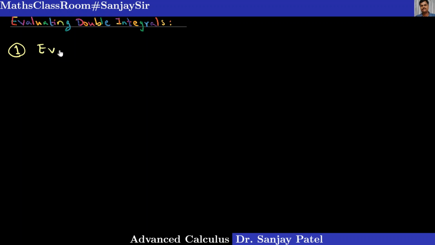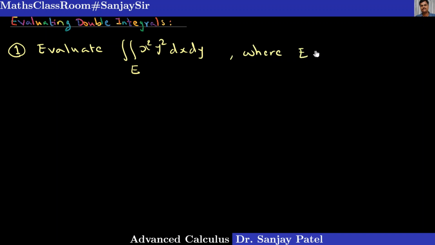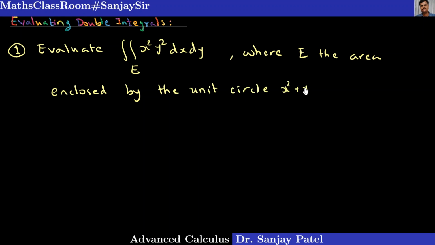Evaluate the double integral of x square into y square dx dy over the region E, where E is the area enclosed by the unit circle x square plus y square is equal to 1 in the first quadrant.